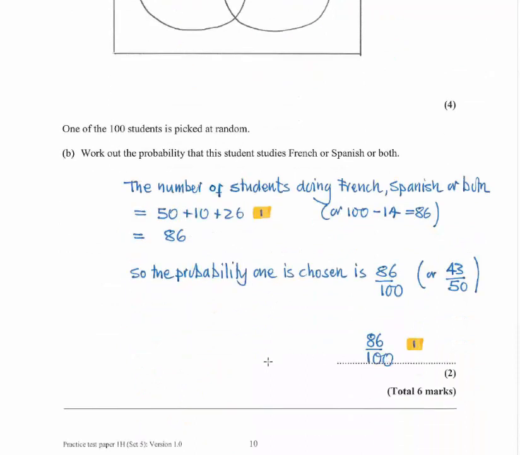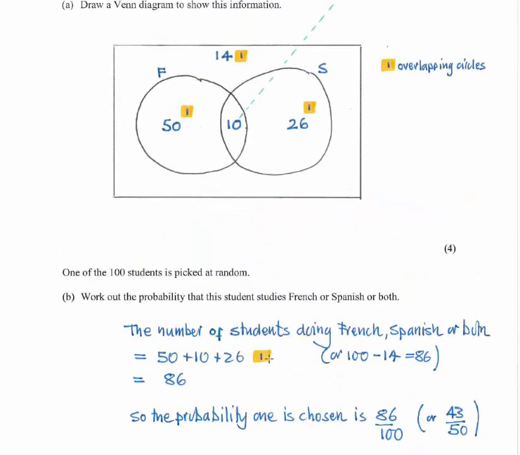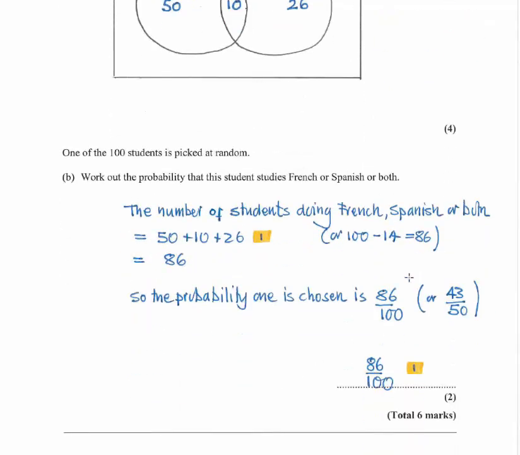One of the students is picked at random. Work out the probability that this student studies French or Spanish or both. So we need to know what that is. It's going to be 50 plus 10 plus 26, which is 86. Or simply 100, take away the 14 that don't do French or Spanish. Whichever way, you get 86. And whichever way you do it, you get a mark for that. And the probability is going to be 86 out of 100, which is 2 marks.